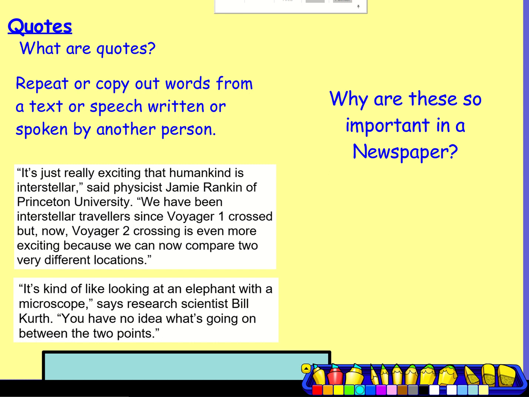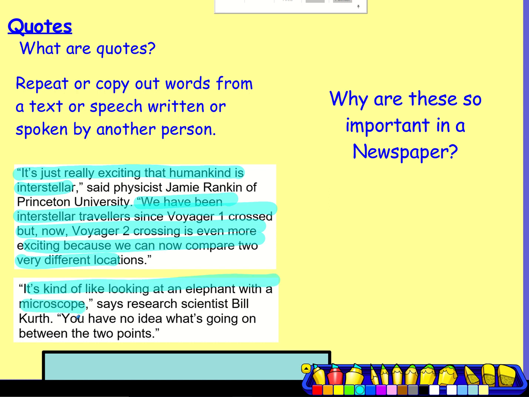My quotes in these paragraphs are just the bits in inverted commas because people have actually said these bits. Okay, they are my quotes. Now, this is important to talk about. James Rankin and Bill Kurth, they're not just your average person walking down the street, okay? They're important people to this topic.